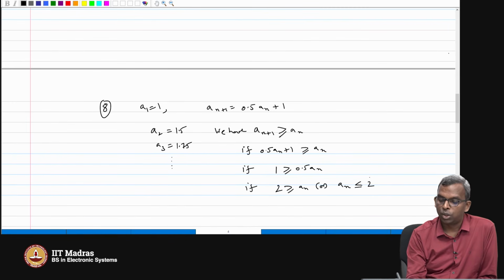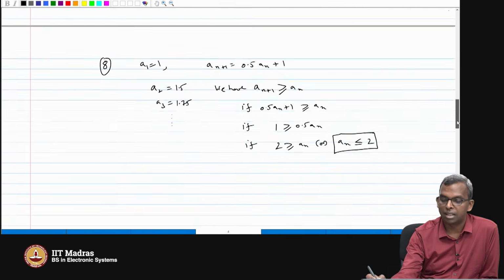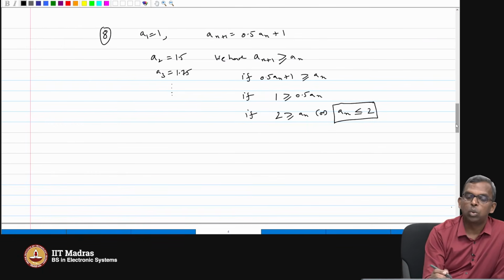Now, all I need to show is this boundedness, right? I have to show this boundedness. If I show a_n less than or equal to 2, then I am done. How do I claim a_n is less than or equal to 2? You can do recursion, you can do induction. So, how do you do an induction proof? You see a_1 equals 1 is less than or equal to 2.